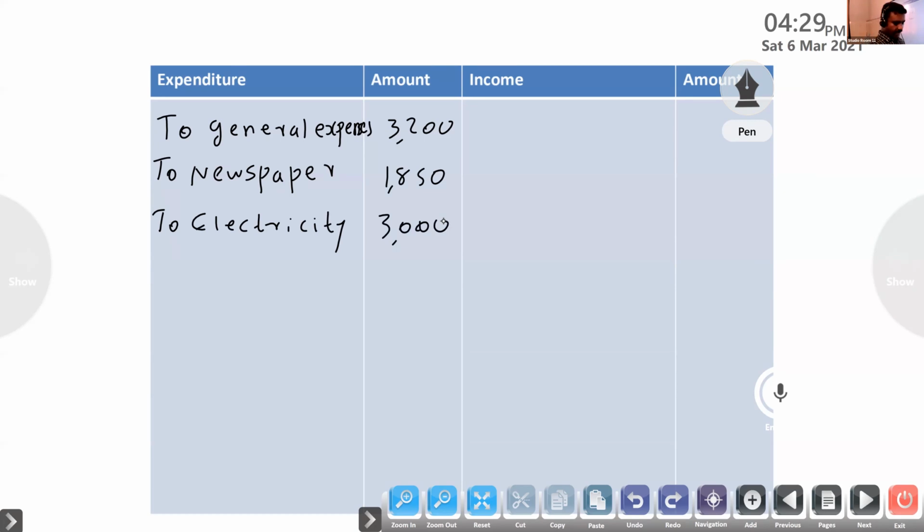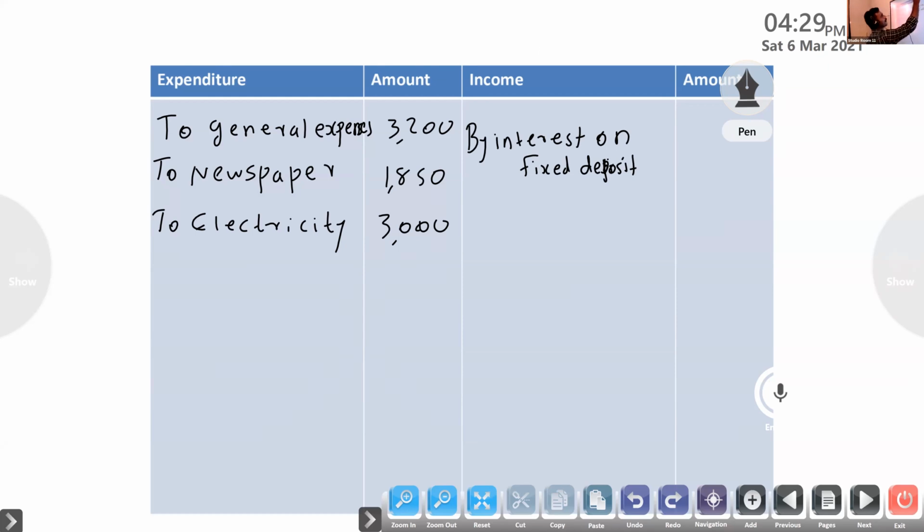Next one, fixed deposit. They have given 10% per annum. So fixed deposit is an asset, but interest on fixed deposit is income. If any adjustment is there, I already said. First, we have to calculate the amount. How to calculate?